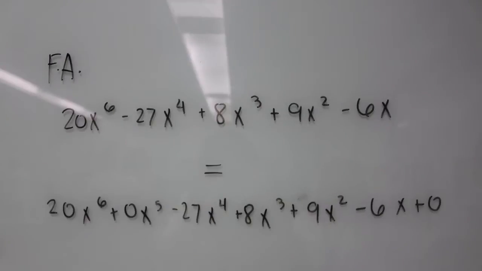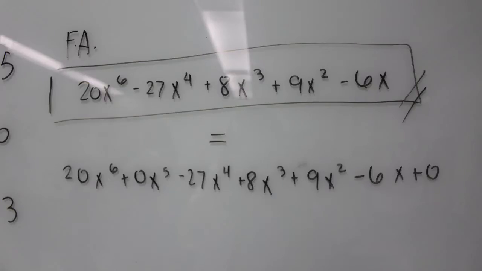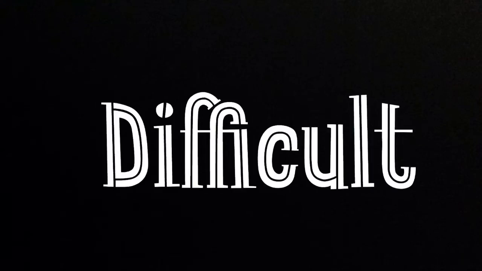And this is how the final answer will look like if you will still include the 0 that we equated earlier. However, the final answer will be the boxed one. On to the difficult level.